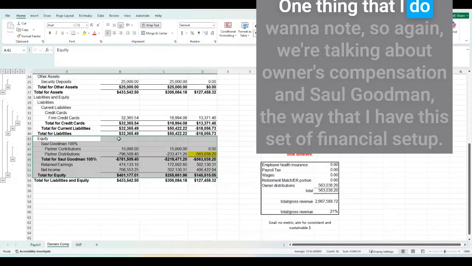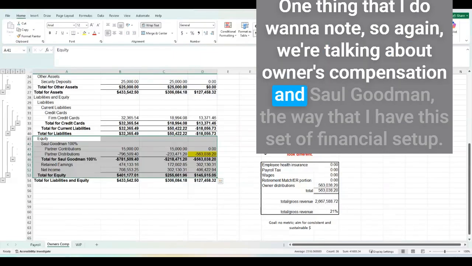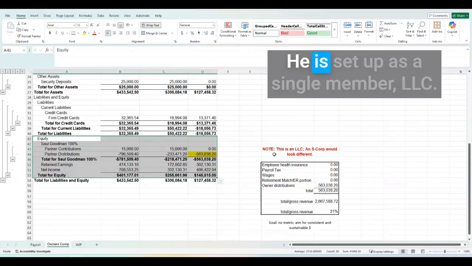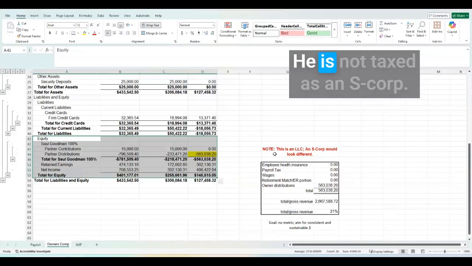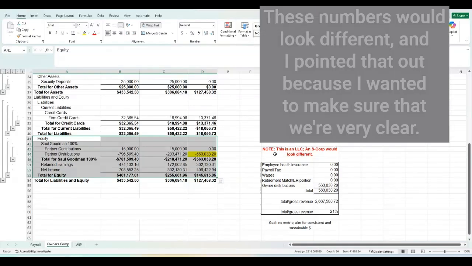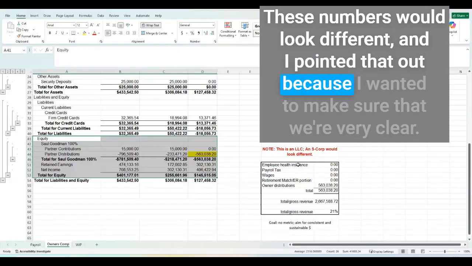Now, one thing that I do want to note, so again, we're talking about owner's compensation. And Saul Goodman, the way that I have this financial setup, he is set up as a single member LLC. He is not taxed as an S Corp. He did not make that election. These numbers would look different. And I pointed that out because I wanted to make sure that we're very clear.